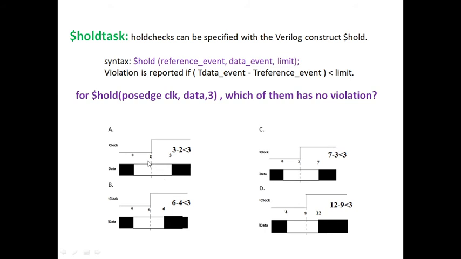So here 3 minus 2 is less than 3, violated. 6 minus 4 is less than 3, violated. 7 minus 3 is 4, which is not less than 3, so it is not violated. That means this flip-flop C is meeting the timing constraint, hence it is free from violation. Coming to D flip-flop, 12 minus 9 is 3, which is less than 3? No, hence it is not violated. In this way the hold check can be performed for any sequential circuit which may have an enormous number of flip-flops. But for simplicity I have taken a simple D flip-flop for your understanding.